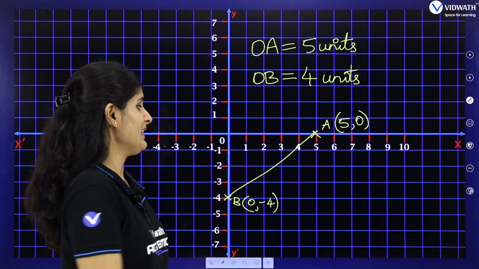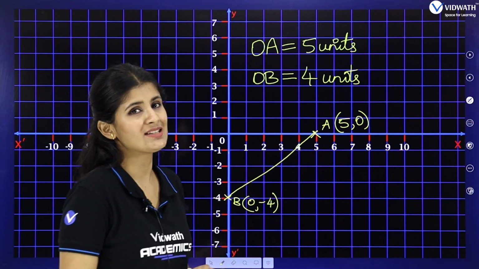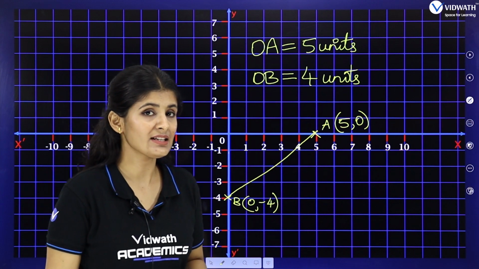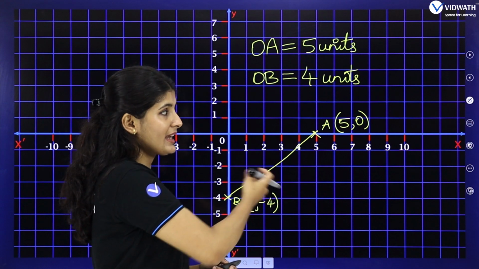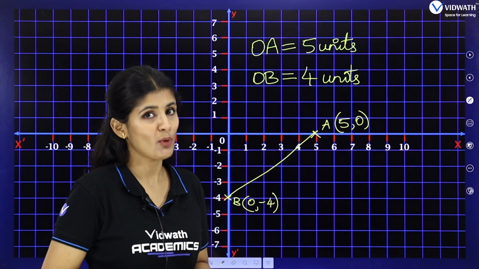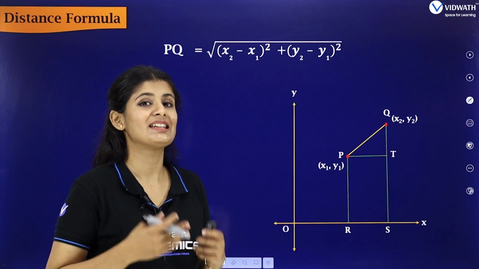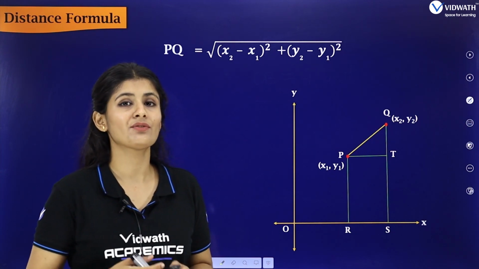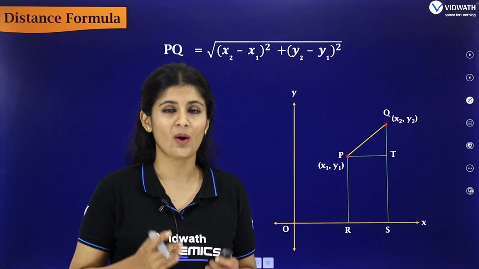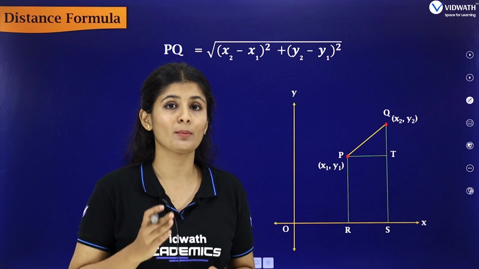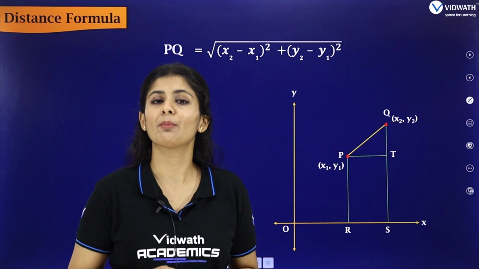Well, to do that, it is not feasible for me to directly measure between the points A and B. It would be easier if I can come to a formula using which I can get the distance between both these points. The formula that I'm going to get is called the distance formula. The distance formula is used to find the distance between any two points on the coordinate plane. And for me to make use of the formula, I need to know the coordinates of the two given points.